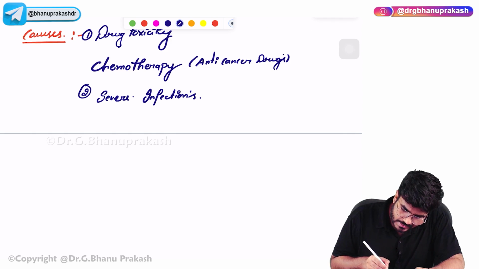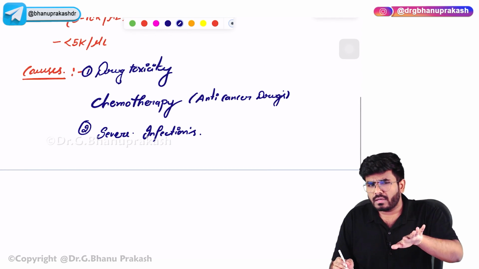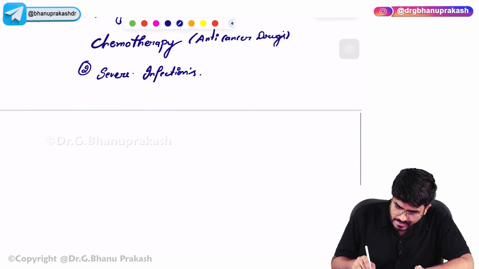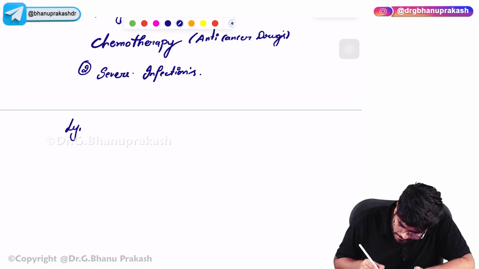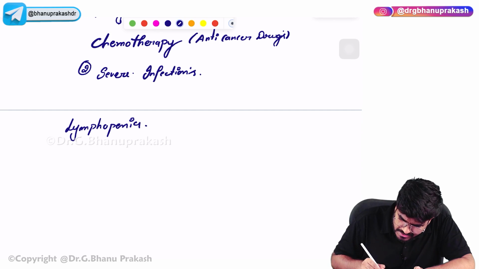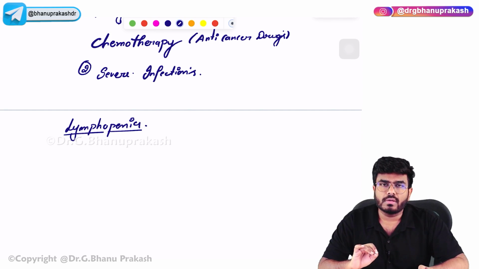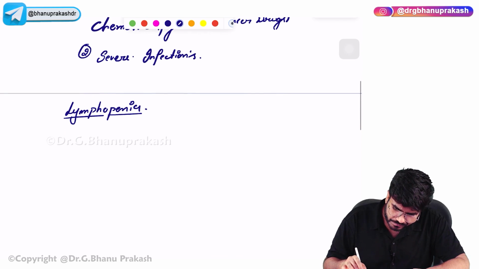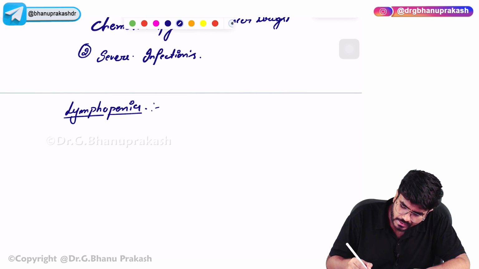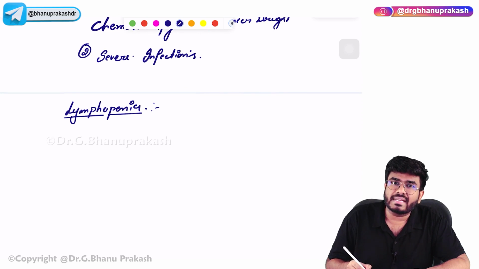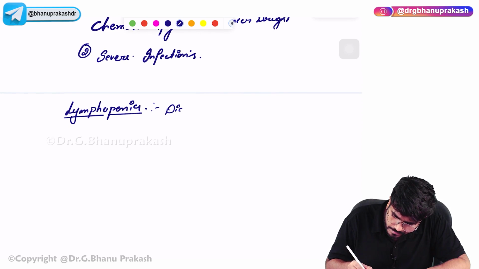Now, let's discuss a special type of leukopenia, that is lymphopenia. Especially, it's the lymphocytes that are going down. Why are the lymphocytes going down? The causes of lymphopenia include certain genetic conditions like DiGeorge syndrome.